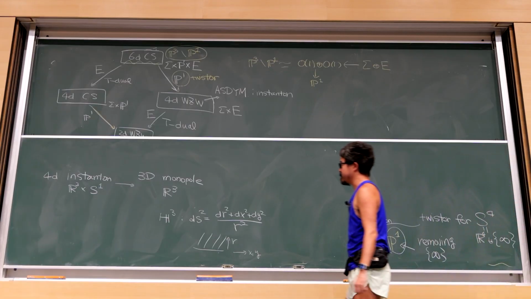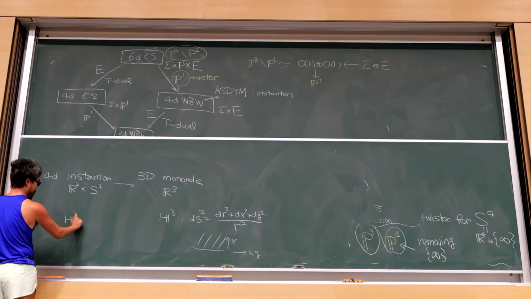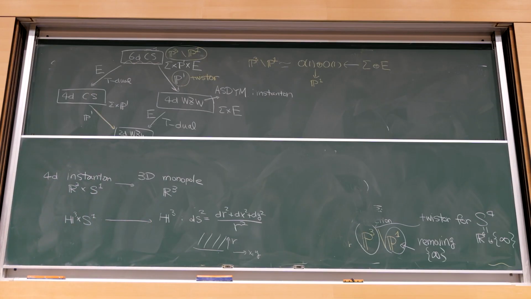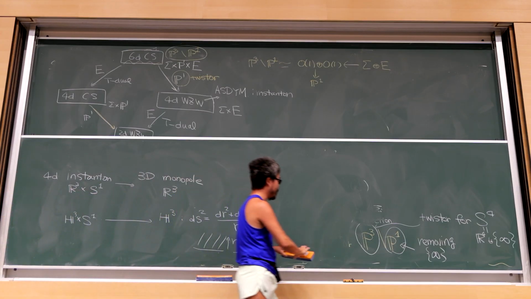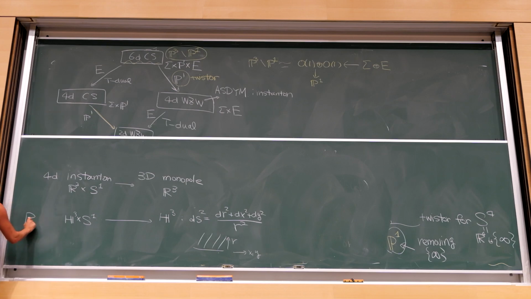And it turns out, well, naively, I want to have something like H3 times S1, and then I can do this. Now, you might worry that H3 times S1 is very different from R4. But it turns out that R4 is actually conformally equivalent to H3 times S1. The anti-self-dual Yang-Mills equation has no scale, so it's conformal as a classical equation, so it's the same as this.